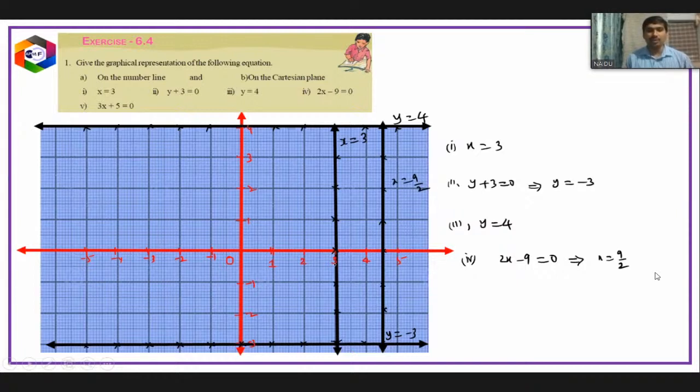So parallel to the y-axis and 9 by 2 unit. And if you can observe, every point on this has x value 9 by 2. That means x is 9 by 2 is common. That's why the equation is x equal to 9 by 2.